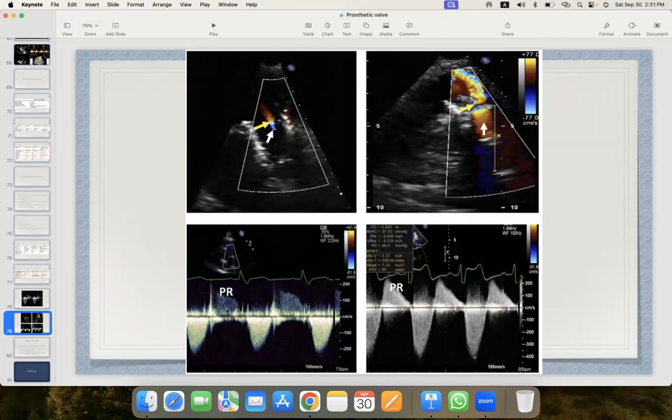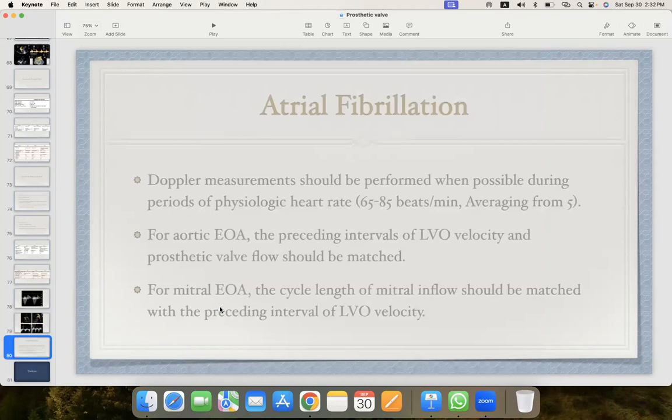On the other hand, here this patient, if you calculate the pulmonary pressure half time, it will be maybe more than 500, and you will see that the flow itself is not dense, indicating that there is no significant regurgitation in this case. Finally, always remember that in the patient with atrial fibrillation, you always need to make sure that the heart rate is controlled, and you need to average at least 5 beats to be able to accurately measure the gradient in this patient, and also effective orifice area and all this stuff.